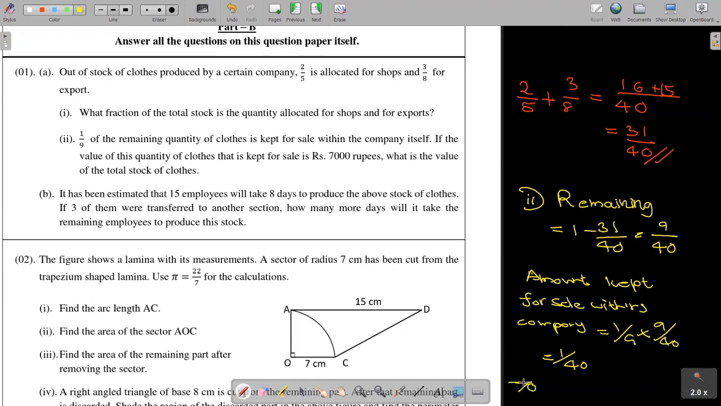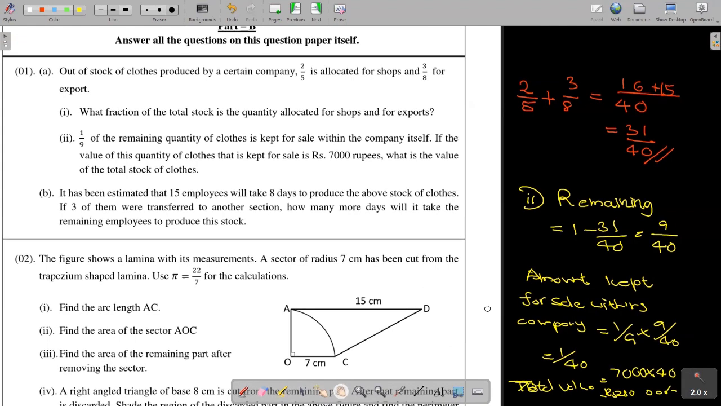So total stock, total value. So 7,000, this is only one part when we divide into 40. So you have to multiply it by 40. Then 300, this much.